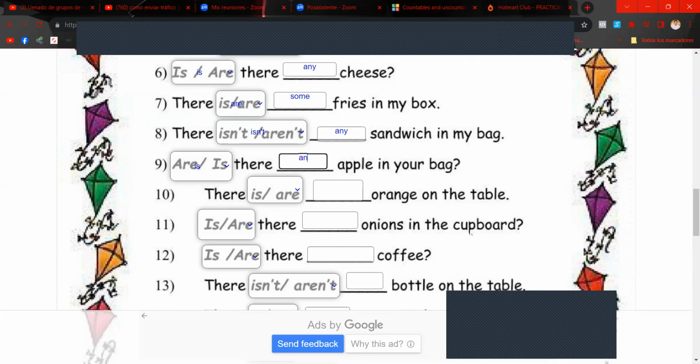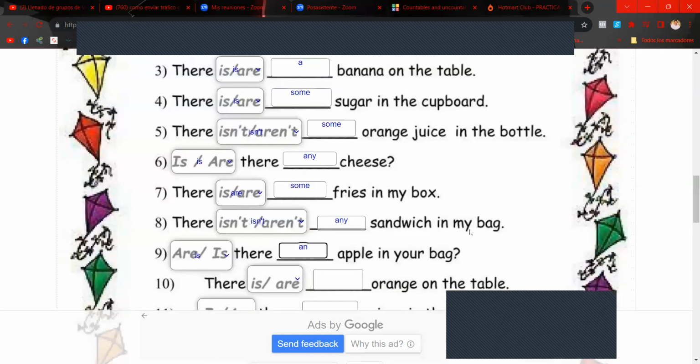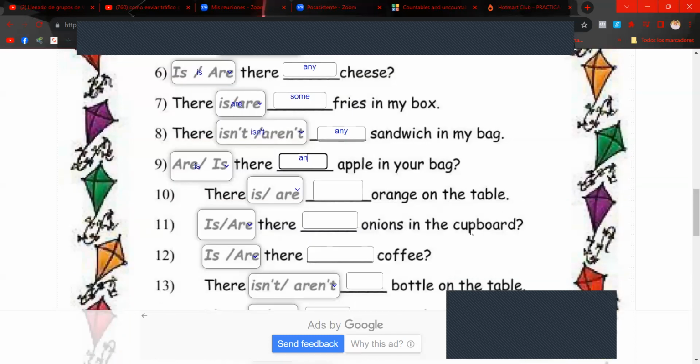No, any no, my brother. Any es para incontable o plurales. Pero aquí estamos hablando de una manzana nomás. No se olviden. Utilizamos el any cuando voy a preguntar o cuando voy a negar en plural o en incontable. Repeat. We use any for countable in plural, for question or for negative, or for an uncountable for question or for negative. Never use any en singular. Y acá está en singular.